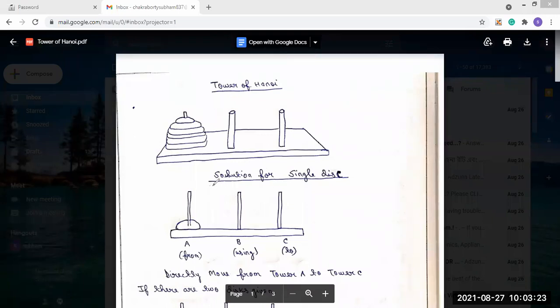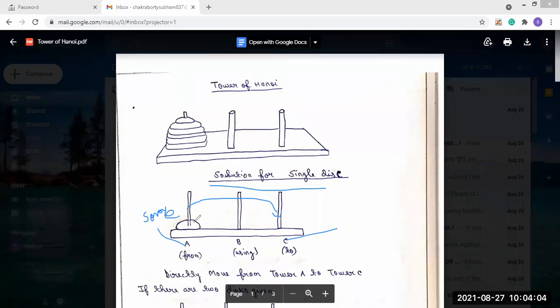First, we start with the solution for a single disk. In this case, you see there are three towers present, 1, 2, 3, and a single disk. In tower A there is a disk present. A is our source tower and C is our destination, so we have to move the disk from source to destination.